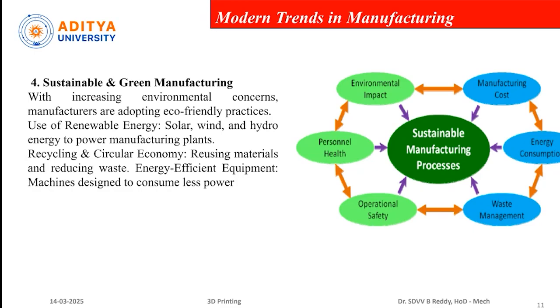And also the use of renewable energy. Here solar, wind, and hydro energy are used to power the manufacturing plants. And the final one is recycling and circular economy. We are reusing the materials and reducing waste, which is required. And the energy efficient equipment, we can say machines designed to consume less power, is also required in this.